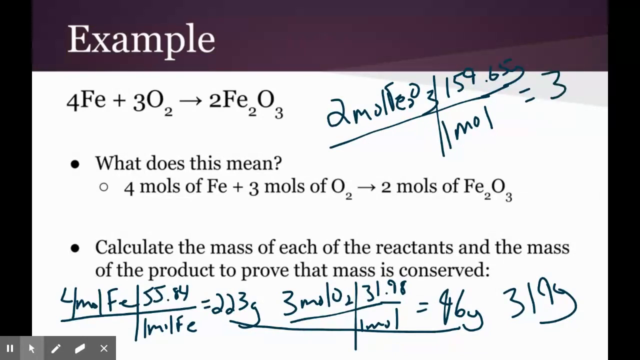that also gives us 319 grams of product. So we have 319 grams of reactant, 319 grams of product. So we can see that mass is conserved.